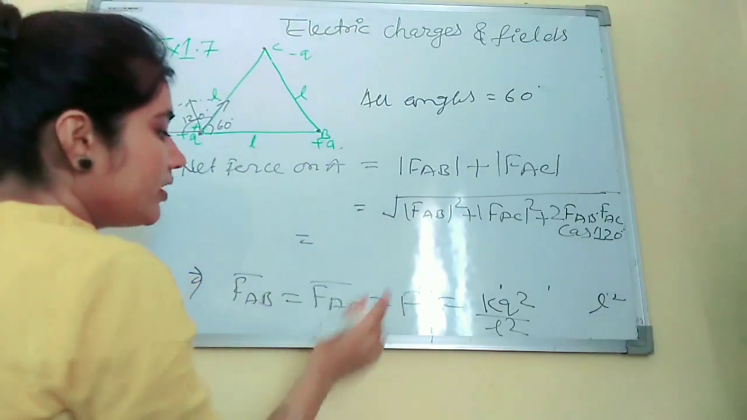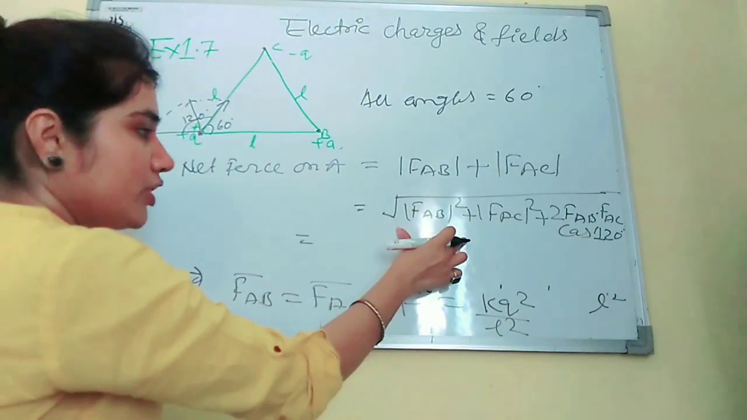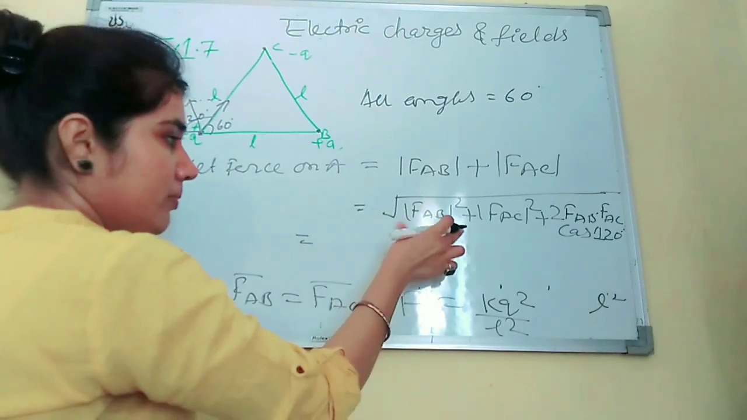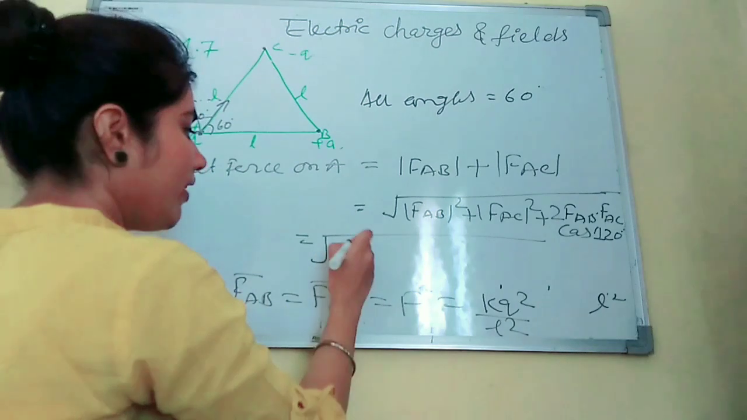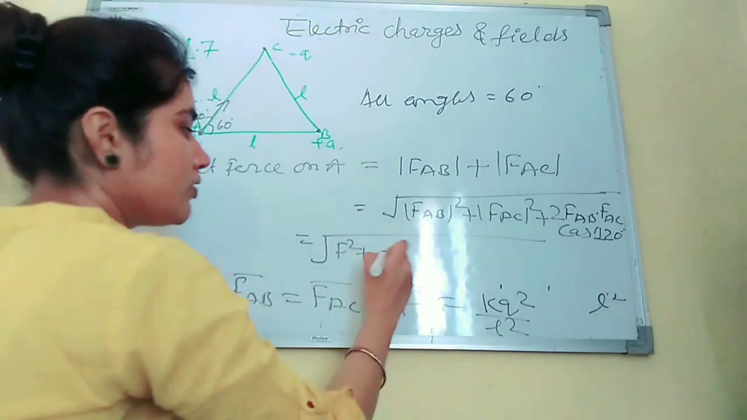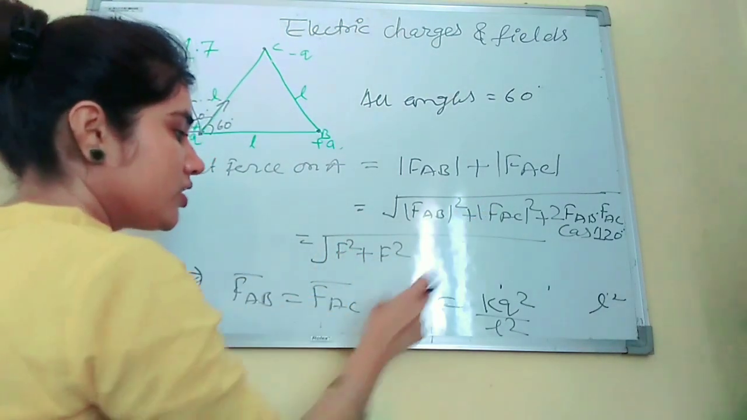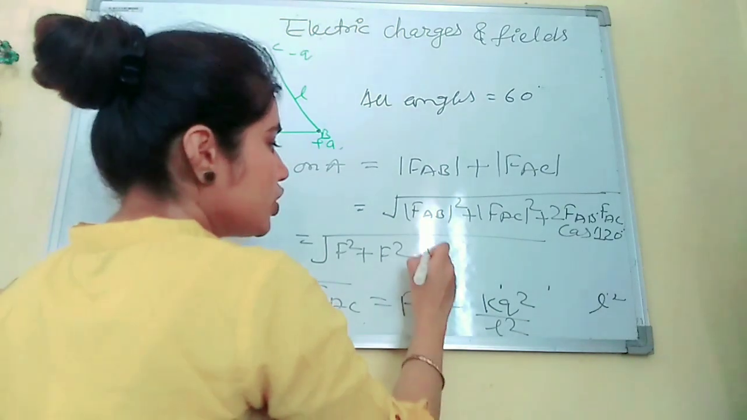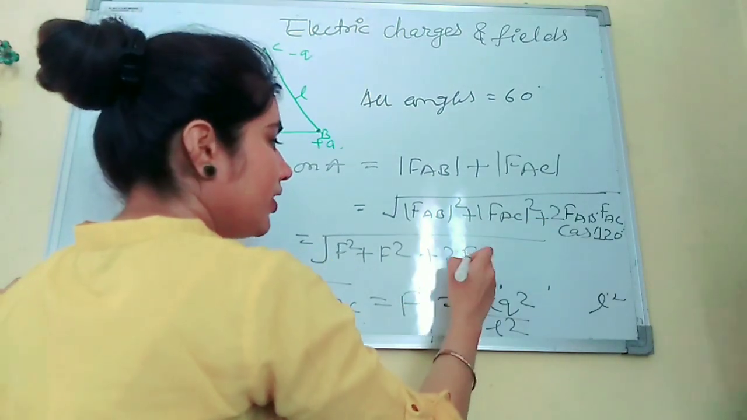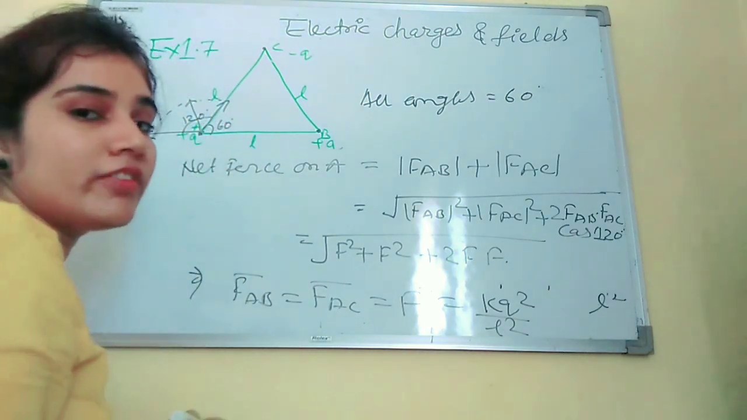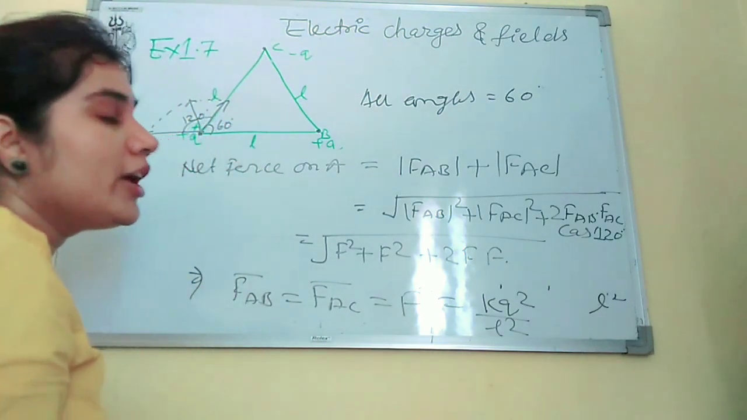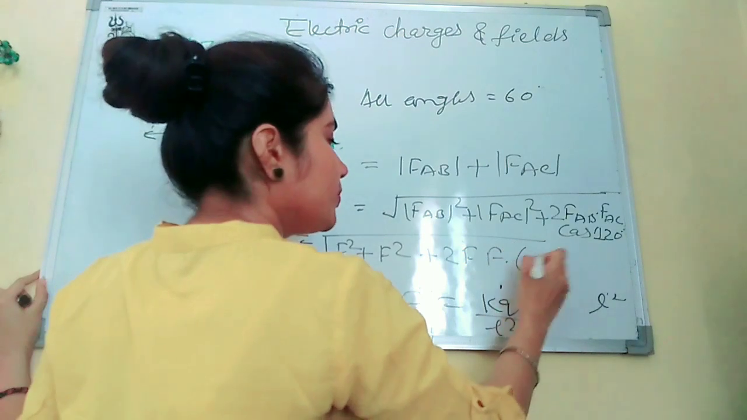So simply we will put in the values. We are putting F in place of FAB, so this will be F square, and this will be F square, plus 2F into F, and the value of cos 120. What is the value of cos 120? Minus 1 by 2.